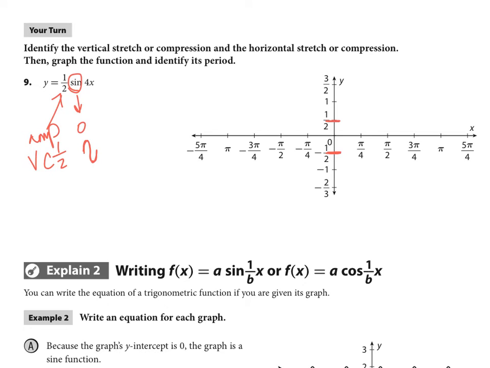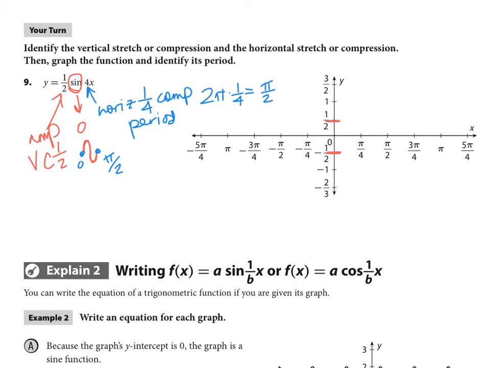The other thing I want to note is this inside, this is a horizontal change. I have to flip it, so 4 becomes 1/4, so this is a compression, which is going to be affecting the period. Originally the period is 2 pi, but I need to change that by a factor of 1/4. So this time my period is going to be pi over 2. That means I'm going to start at 0 and end at pi over 2.